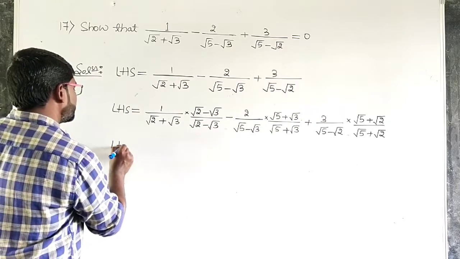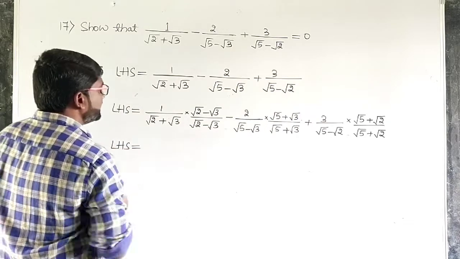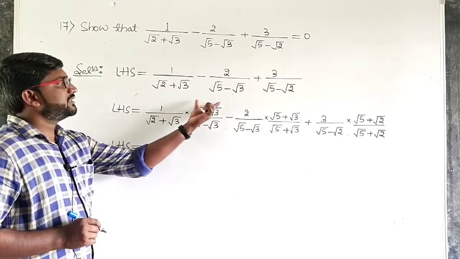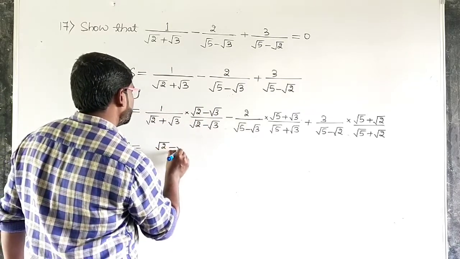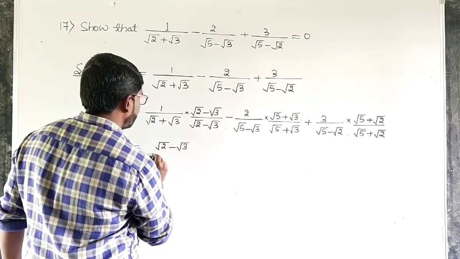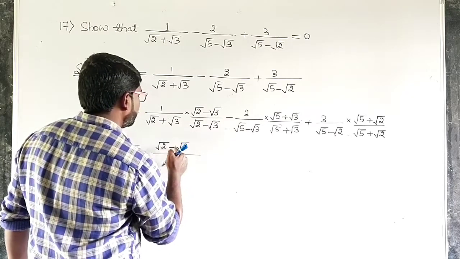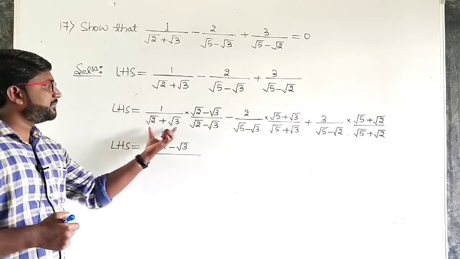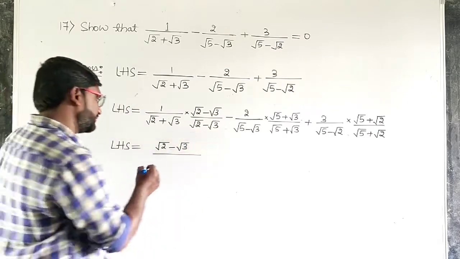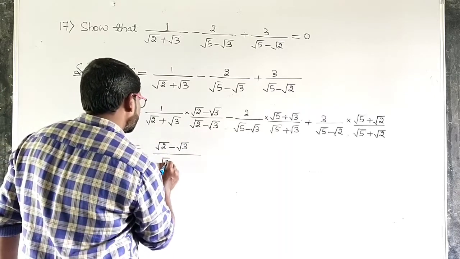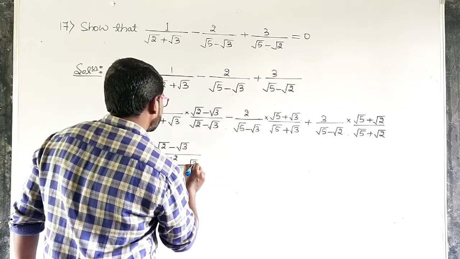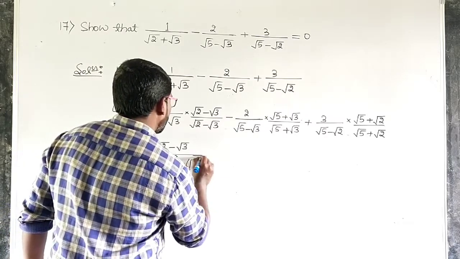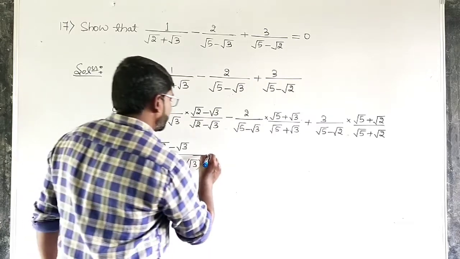LHS which is equals to, so here 1 into this term will be root 2 minus root 3. Root 2 minus root 3 divided by the denominator, which is in the form of (a plus b) into (a minus b). So that becomes a square, that is (root 2) the square, minus b square, that is (root 3) the square. So now minus.